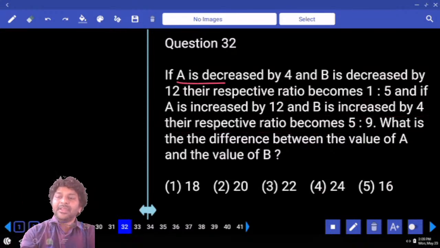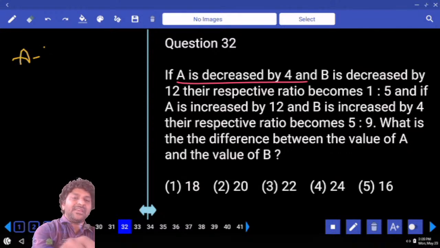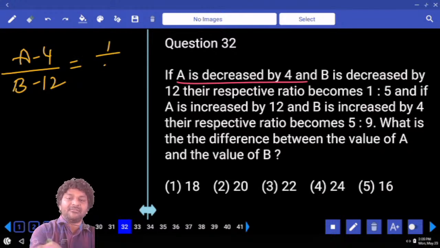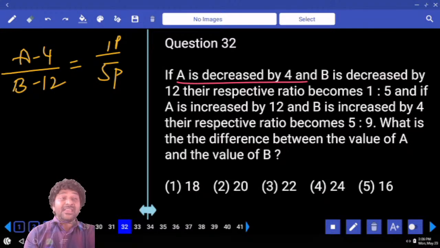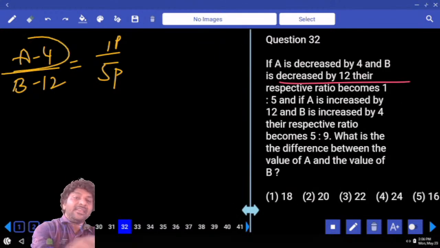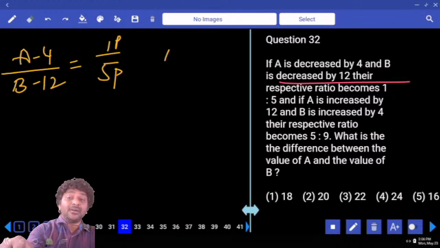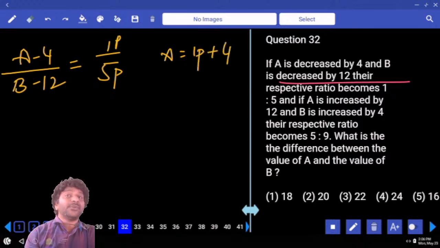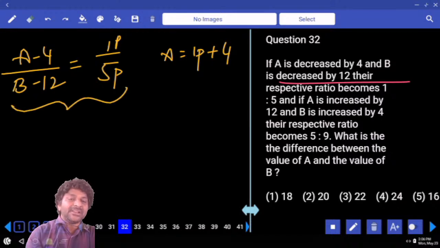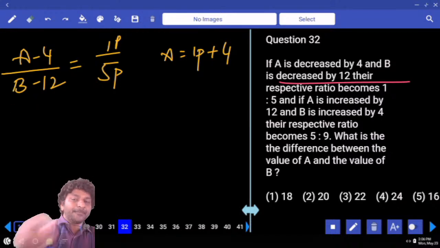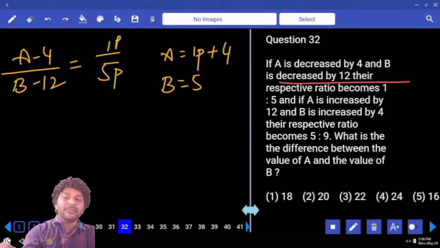A is decreased by 4, that means A minus 4, and B decreased by 12, and the ratio they said is 1:5. So I'll treat it as 1 part and 5 parts. From this, what is A? A minus 4 is equal to 1 part, so A is 1 part plus 4, correct? B minus 12 is equal to 5 parts. Then B is equal to 5 parts plus 12, correct?